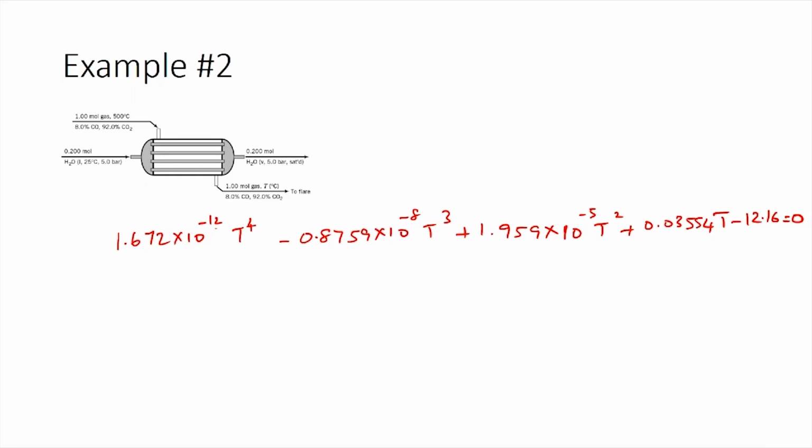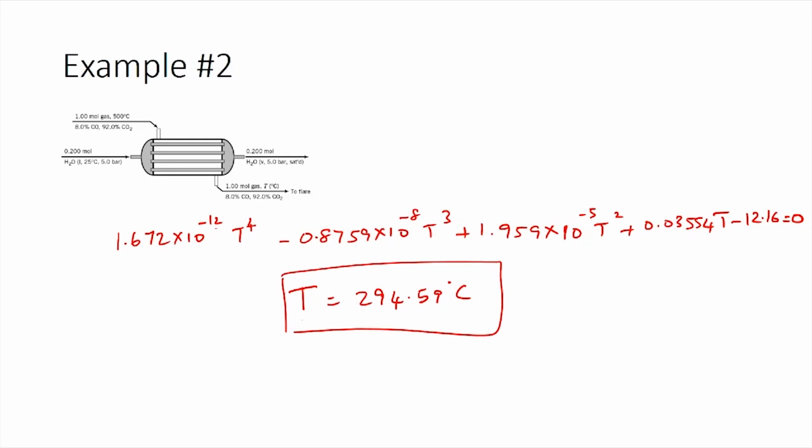You could explicitly state that you are ignoring the higher powers of temperature if you have to perform these calculations manually. As long as you have the computing power, I would recommend using the entire polynomial to get the accurate value. If you use Excel or Polymath or similar software to solve this fourth order polynomial, you would get the temperature as 294.59 degrees Celsius. This is the temperature of the exit stream for the carbon dioxide carbon monoxide mixture.